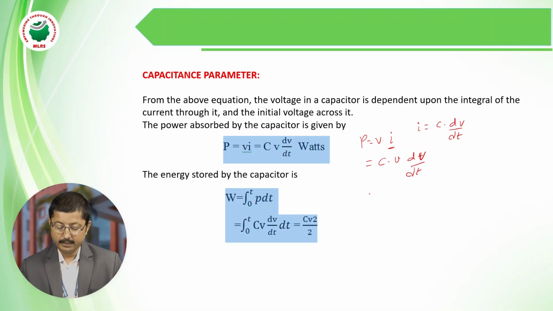Next, the energy stored in the capacitor, that is W, is equal to the integration of power over a period of time. So that is equal to integral 0 to t of C into V into dV by dt into dt. Here dt cancels. Then take C common. The integration of V is nothing but V square divided by 2. Therefore, the energy stored in the capacitor is equal to half CV square.